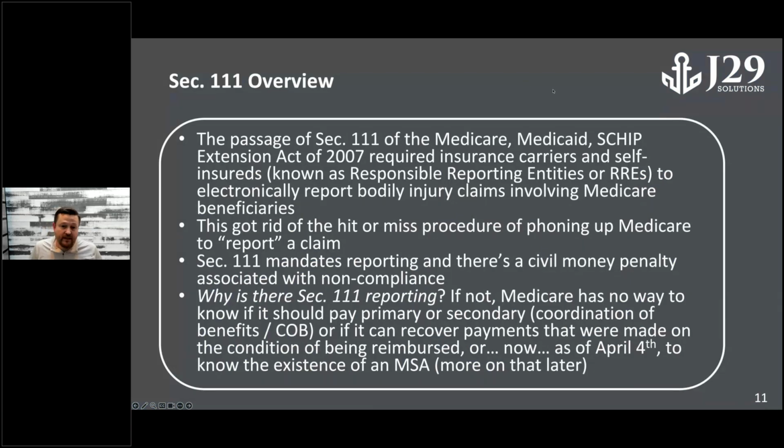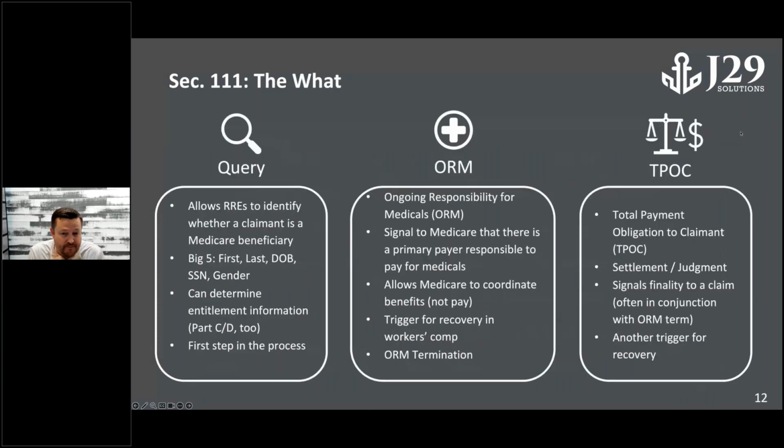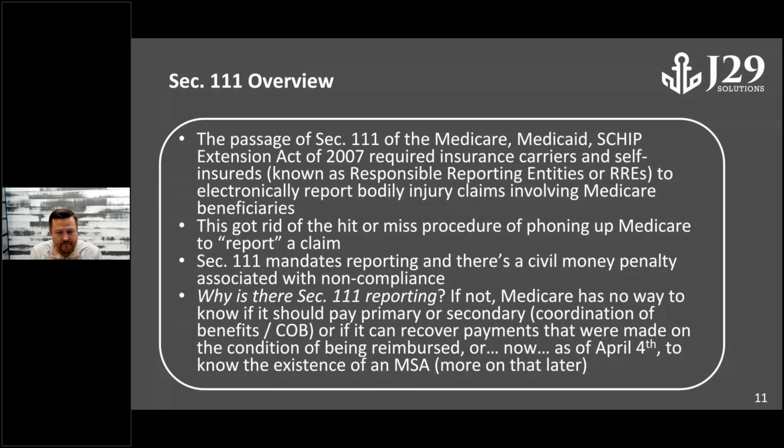So Section 111 came in 2007 with an amendment to the Medicare secondary payer statute. And what happened before Section 111 is you'd literally call up Medicare on the phone and say, hey, I have John or Jane Doe. They hurt themselves in a work comp accident. I'd like to report a claim. Make sure you don't make any payment. Here are the ICD codes that are related to the injury. Here's the date of loss or incident. And if you make a payment, here's the insurance carrier you can go back to.